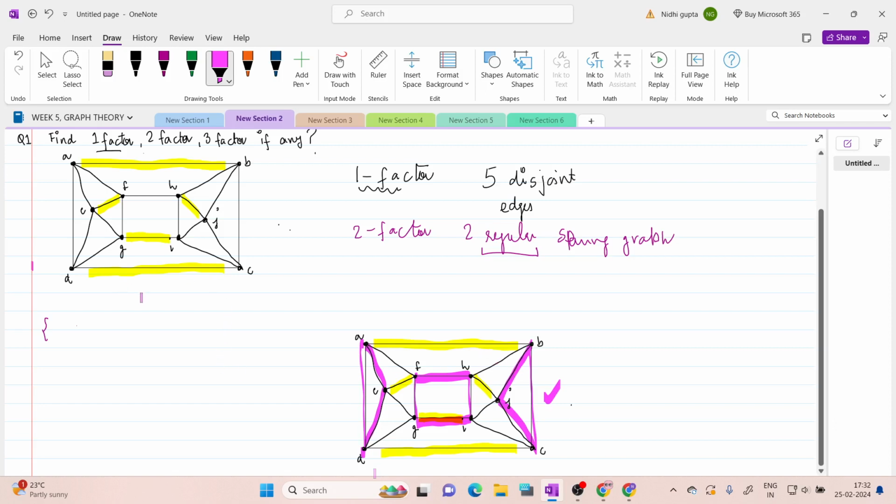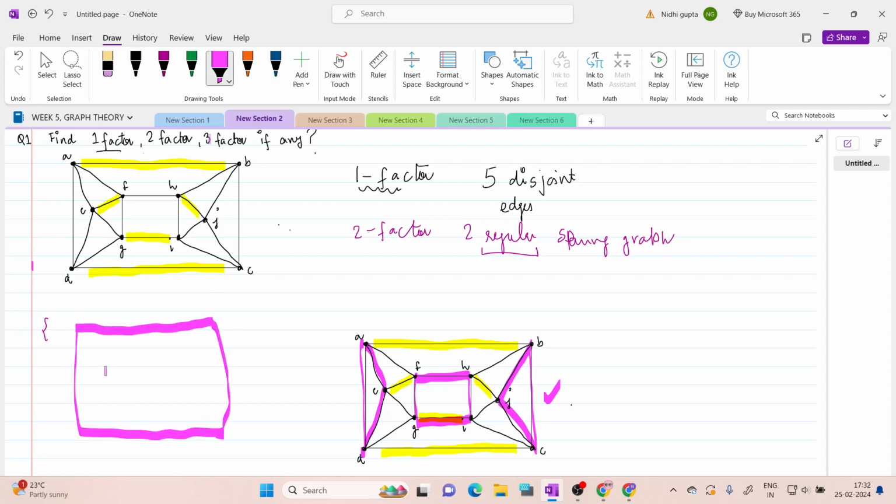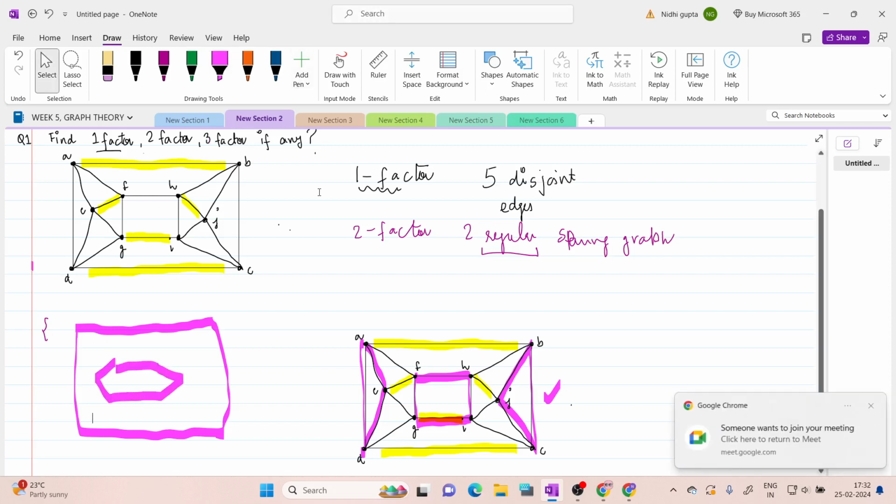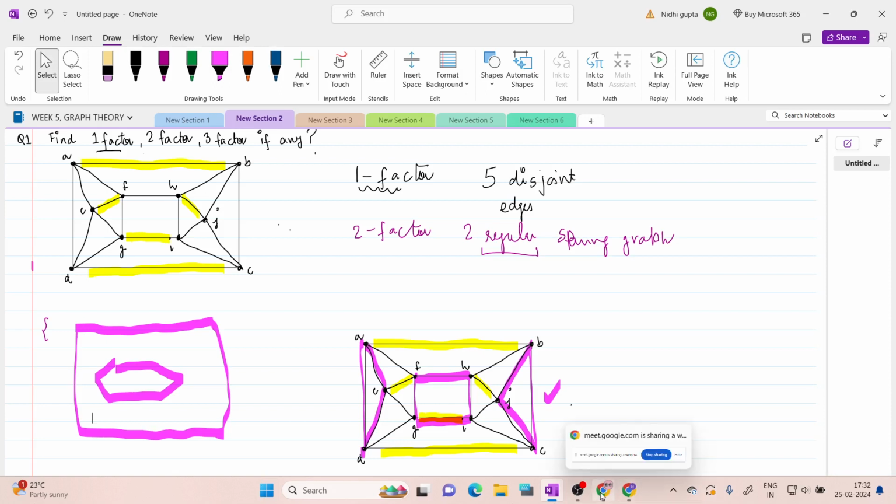Ma'am, I will give you a simple factor. A, B, C, D, and then the inner hexagon. Yes, that is also a two factor because all the vertices have degree 2. Okay, so this was simple: finding a one factor and a two factor.